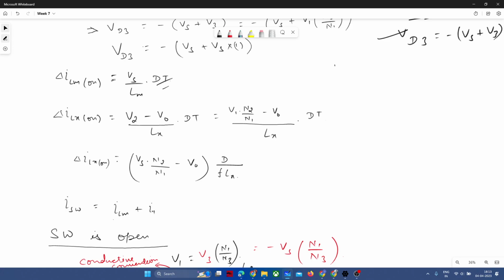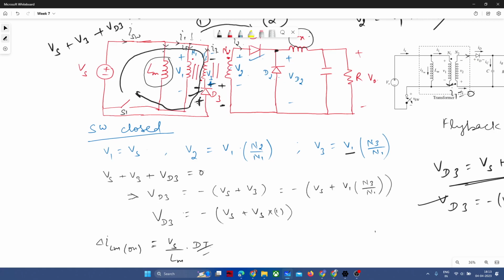During this condition, the current through the switch is equal to the current flowing in the magnetizing inductance plus the current flowing in the primary winding of the transformer, right? Whatever switch current is supplied from the source voltage is equal to the current going into the magnetizing inductance plus the current going into the primary turns. Why not current going into the tertiary turns? This diode is reverse biased, so current won't be allowed in that path.